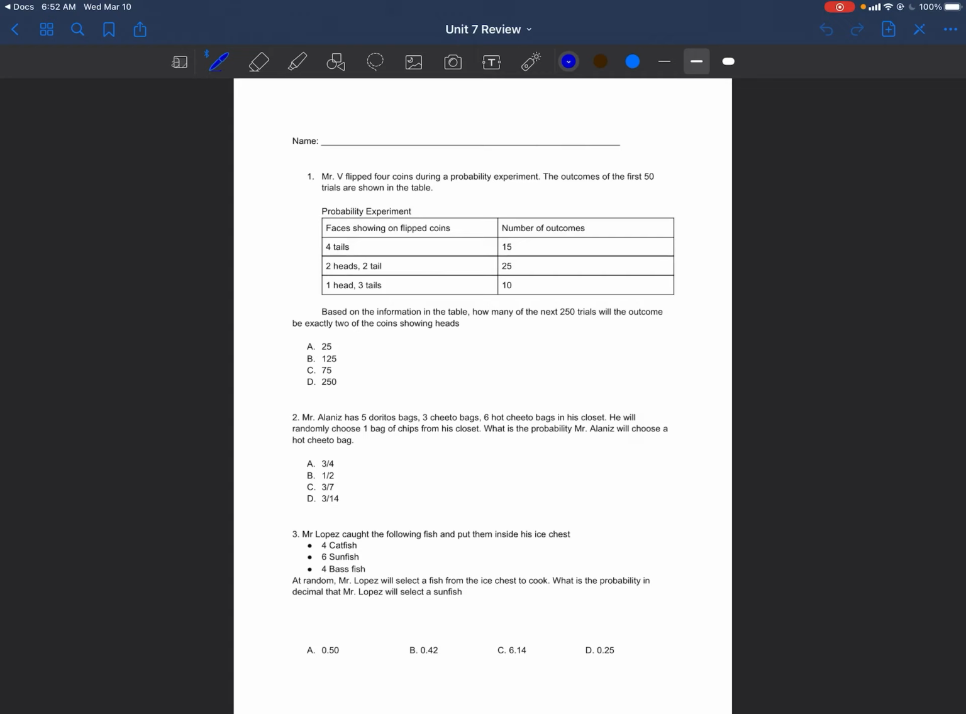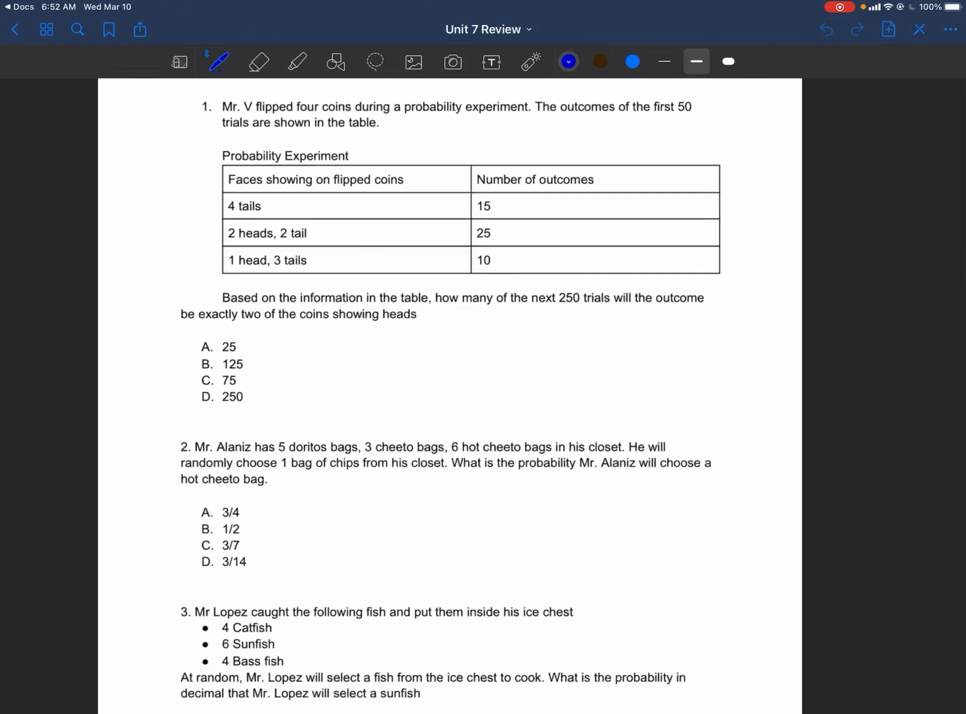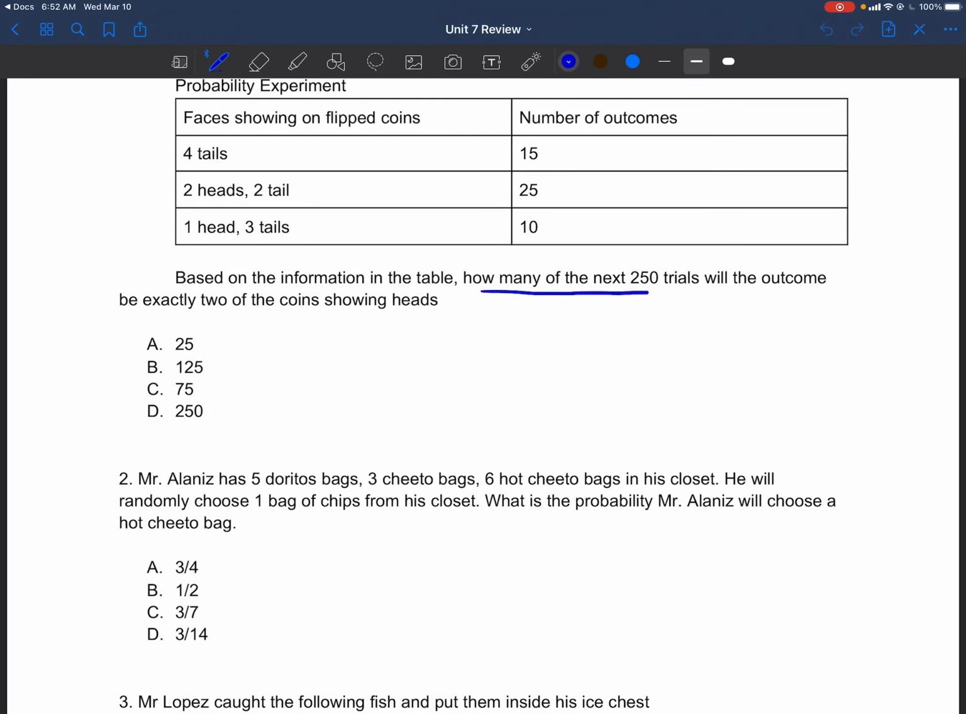So, number one says, Mr. V flipped 4 coins during a probability experiment. The outcomes of the first 50 trials are shown in the table. Based on the information in the table, how many of the next 250 trials would the outcome be exactly two of the coins showing heads?